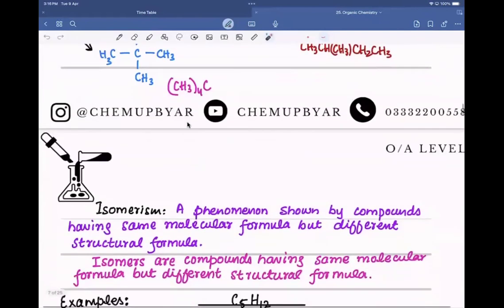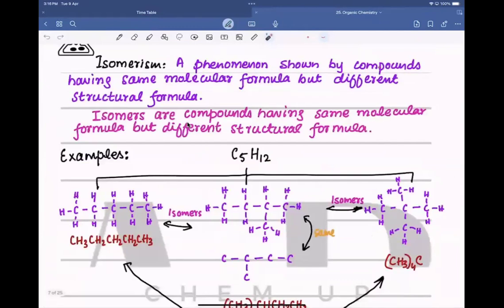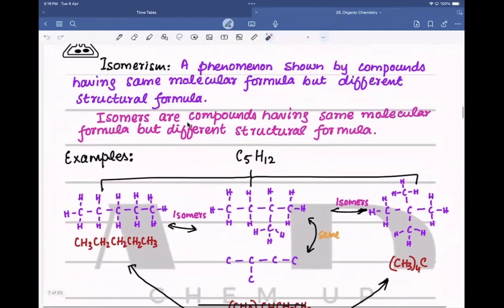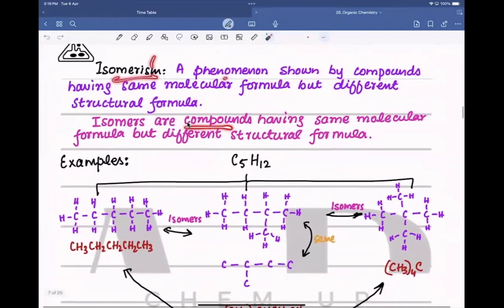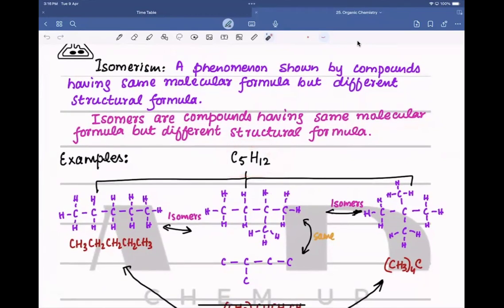So let's move to isomerism. Isomerism is a phenomenon shown by compounds having the same molecular formula but different structural formulas. The isomers are the compounds. So, isomerism is the phenomenon, and isomers are the compounds. Those compounds having the same molecular formula but different structures are called isomers.